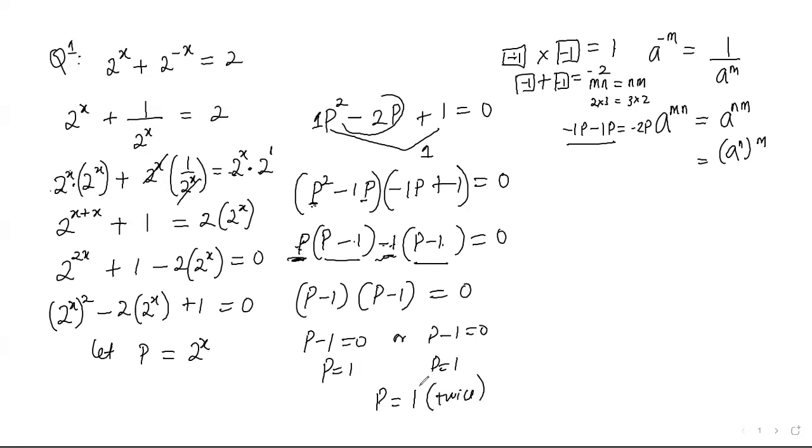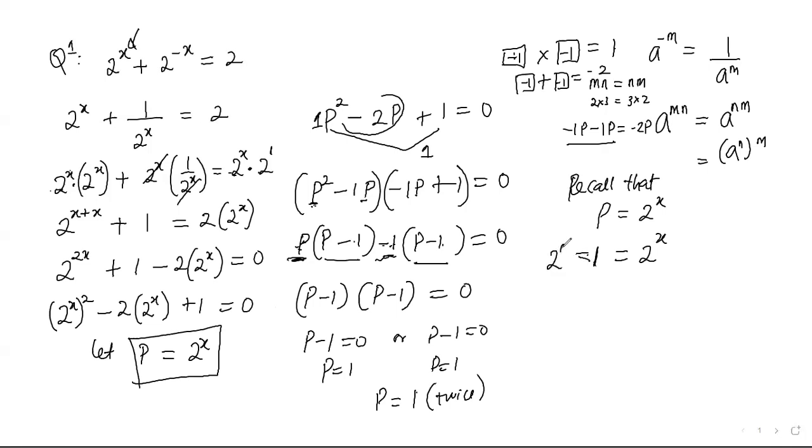But remember, this is not our final answer. Remember, our question was given to us in form of x, and we made an initial substitution. So you're going to recall that p is equal to 2 to the x. So now this p is 1, so 1 is equal to 2 to the x, right? And this 1, you know, is the same as 2 to the power 0, right? So 2 to the power 0 is equal to 2 to the power x.